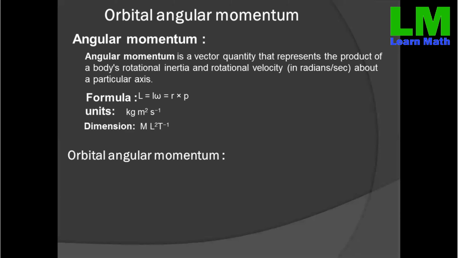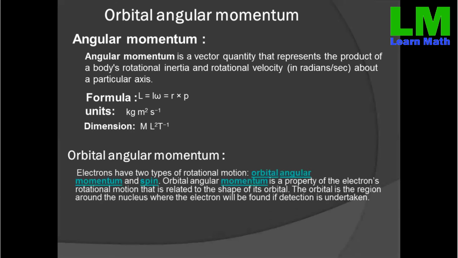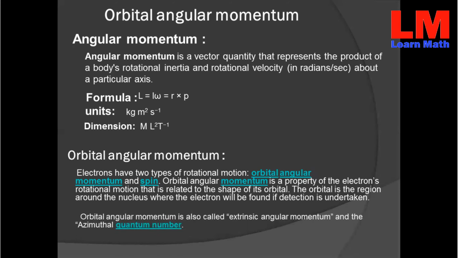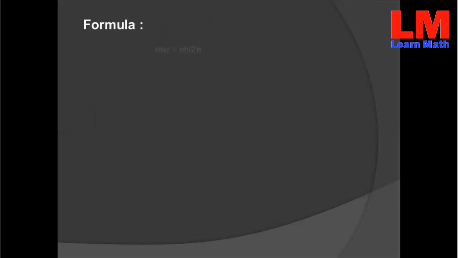The next is our orbital angular momentum. Electrons have two types of rotational motion: orbital angular momentum and spin. Orbital angular momentum is a property of the electron's rotational motion that is related to the shape of its orbital. The orbital is the region around the nucleus where the electron will be found if detection is undertaken. Orbital angular momentum is also called extrinsic angular momentum and the azimuthal quantum number. Formula: mvr is equal to n h over 2 pi, or l h over 2 pi.